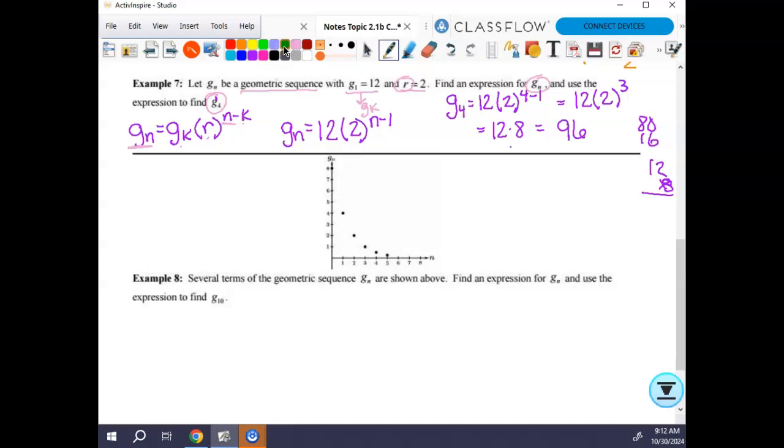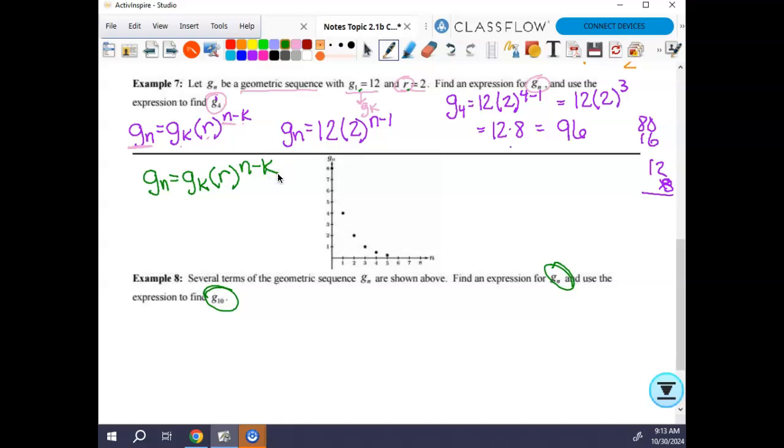All right, example 8. This is from a graph, and we're going to find an expression for G sub n and use that. So same type of thing, G sub n, G sub 10, but they didn't give me this kind of information this time. They didn't flat out give it to me. They gave it to me in a graph. So I'm going to write down my formula again. G sub n equals G sub k times r to the n minus k power.